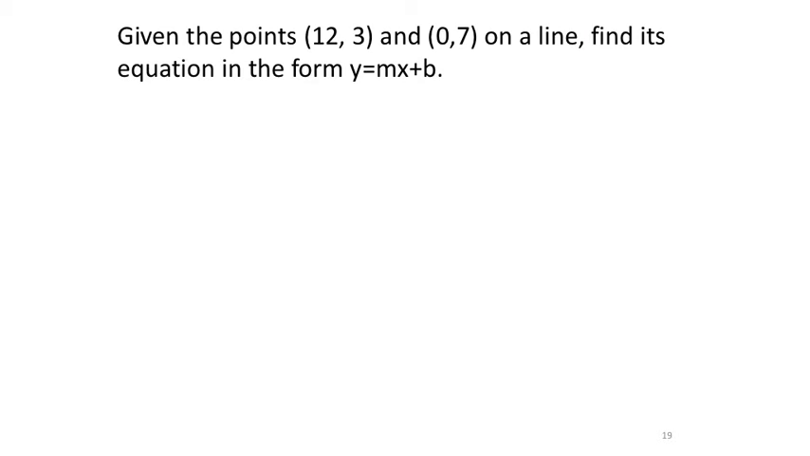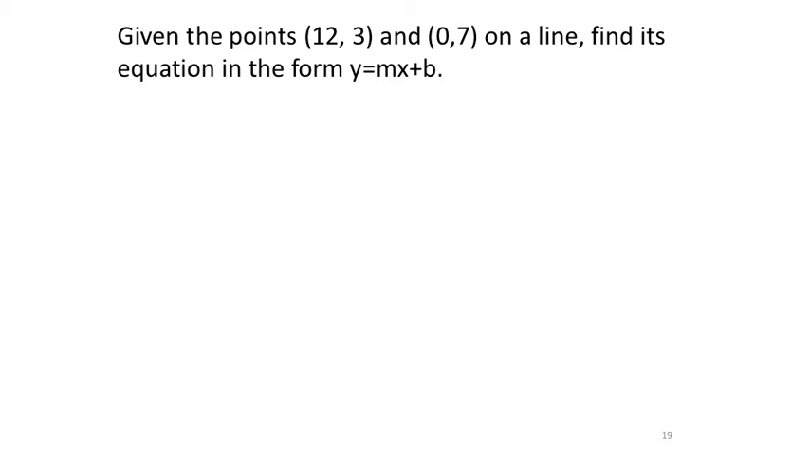So given these 2 points, (12, 3) and (0, 7) on the line, find its equation in the form y equals mx plus b. Now I'm going to skip something, even though some of you may see a shortcut on this one. I'm purposely skipping it so that we can compare the two strategies, all right?